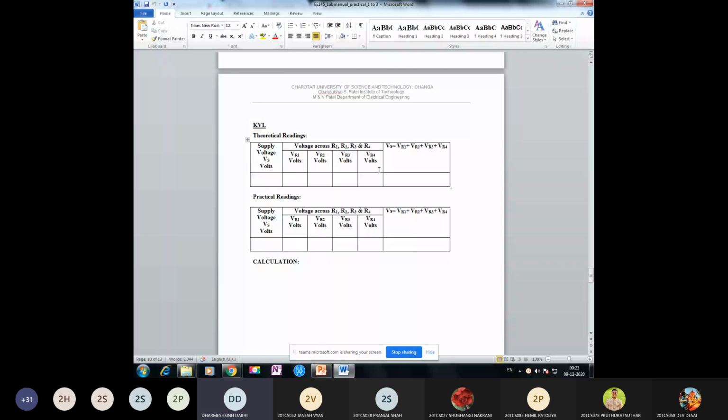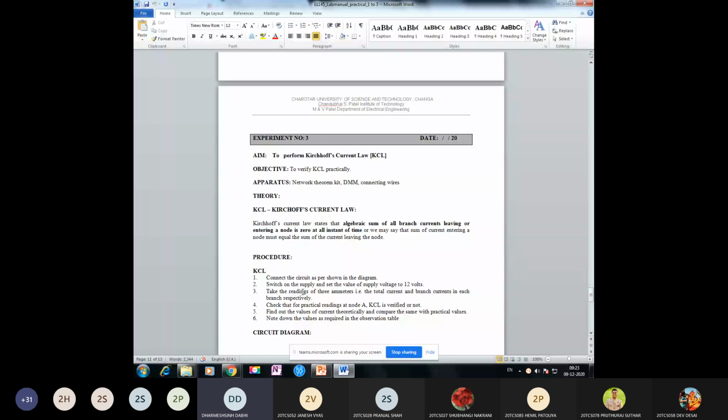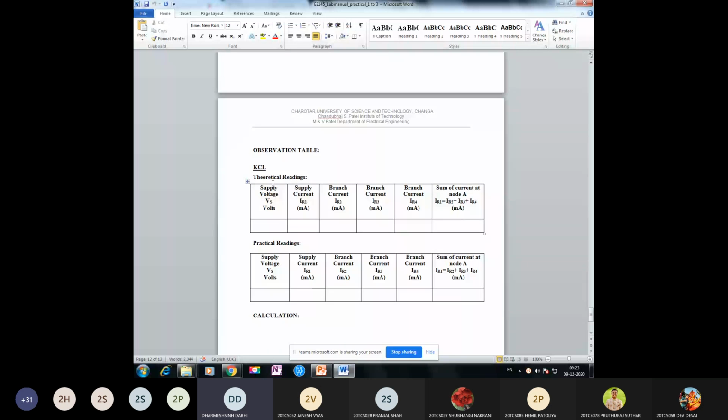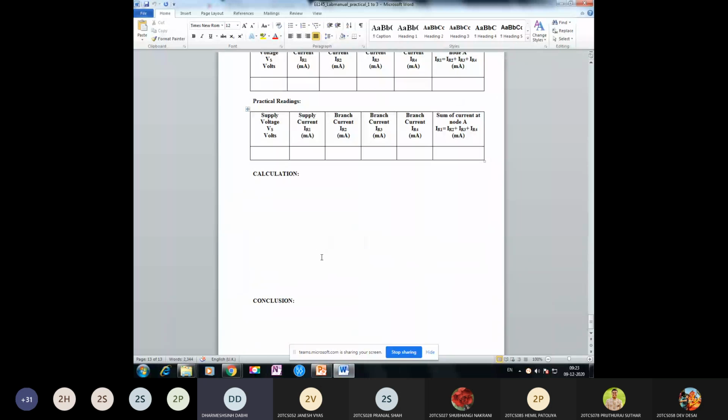Clear, all of you? Same way for experiment number 3, KCL. Write down the theoretical table first, calculate it by using the mesh analysis, using the KCL, and then after, write down the practical reading, the reading which you have already taken in the practicals. Okay, and then after, find out the conclusion.